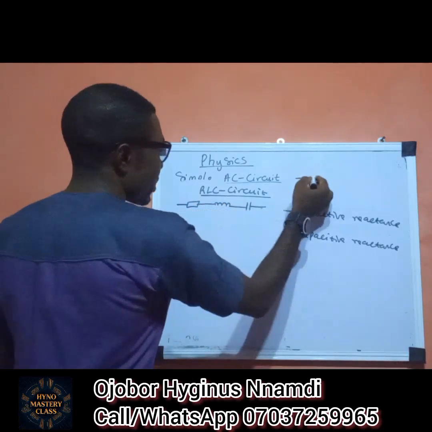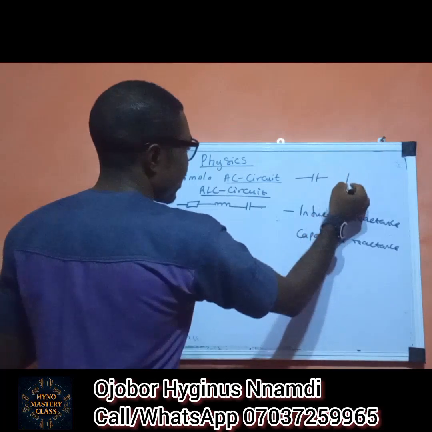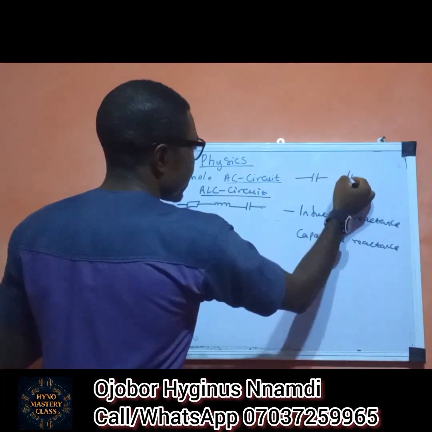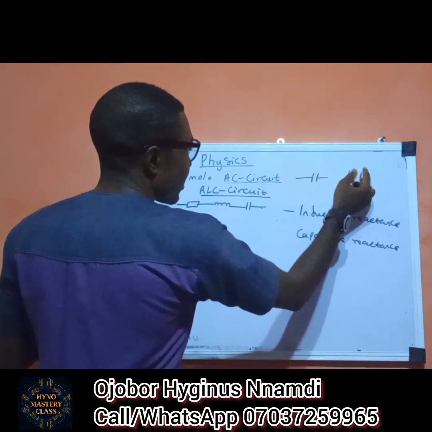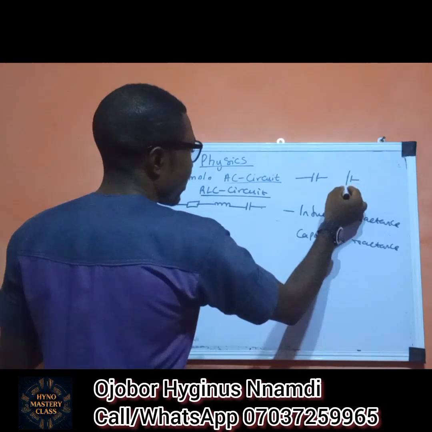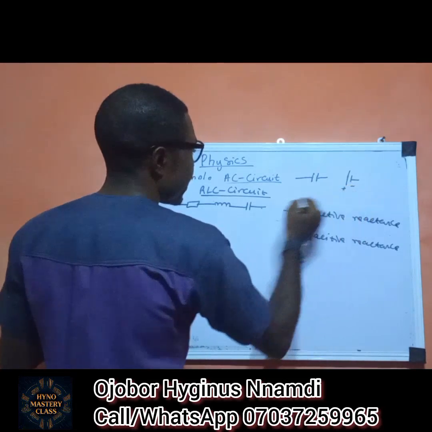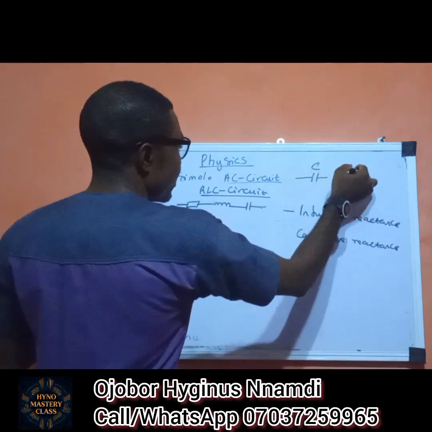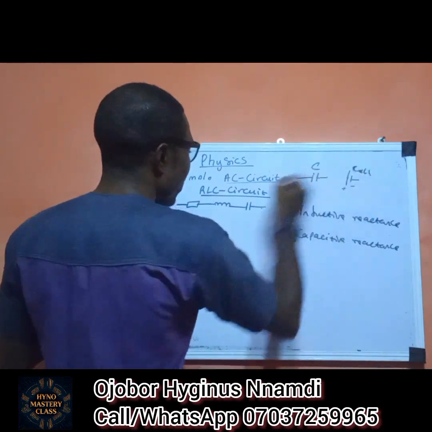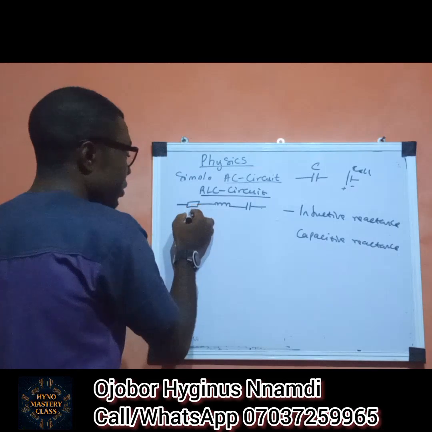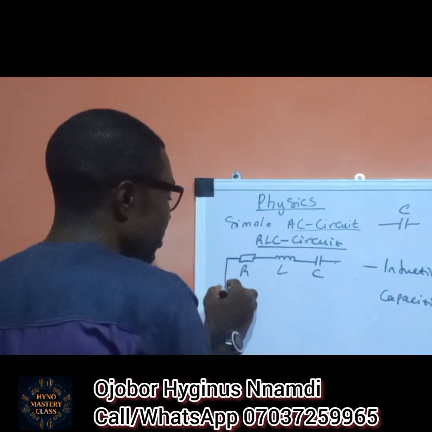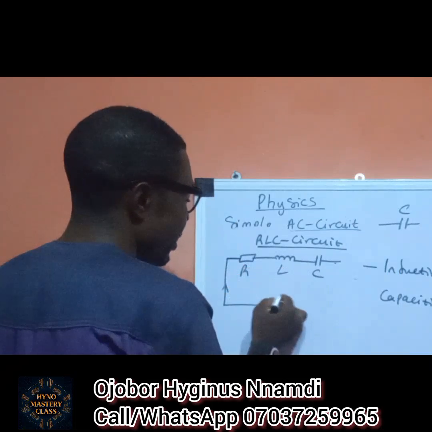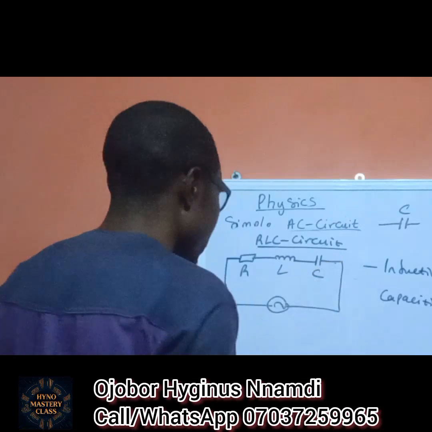Please don't confuse a capacitor with a cell. They look alike, but they are not the same. In a capacitor, the two plates are equal, but in a cell, one is longer than the other, where the longer one represents positive and the short one negative. So this is a capacitor, this is a cell. So we have resistor R, inductor L, and capacitor C. If you put these three components in one AC circuit, this is what is going to happen.